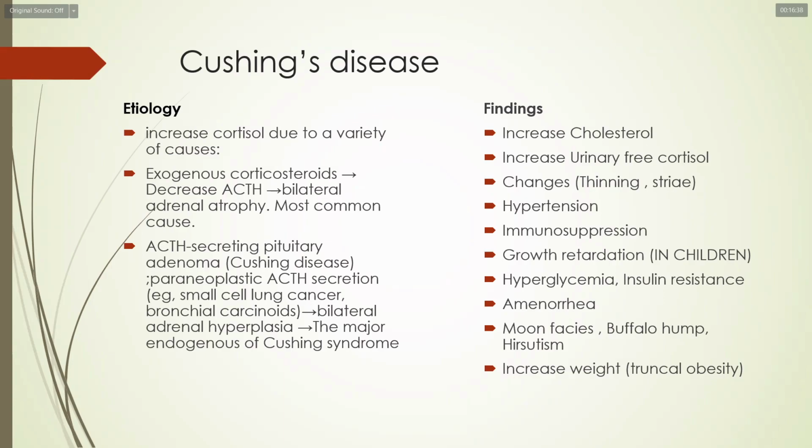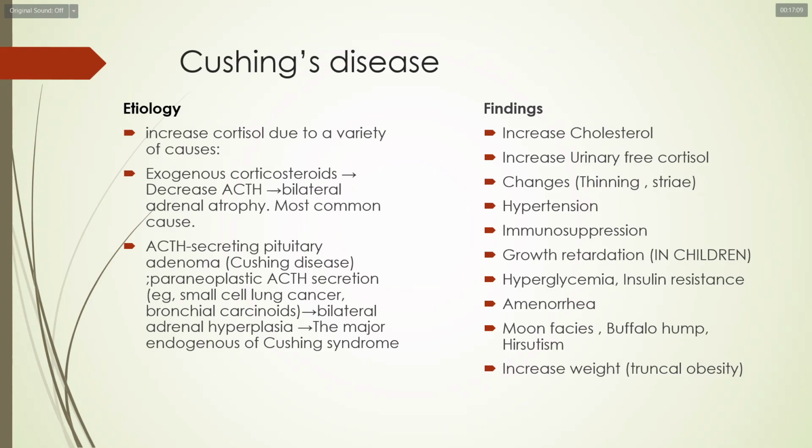The most common exogenous cause is iatrogenic, for example, a patient taking a high amount of cortisol. This will lead to a decrease in the ACTH and thus bilateral adrenal atrophy. As for the most common endogenous cause, it's ACTH secreting pituitary adenoma or paraneoplastic ACTH secretion, like small cell lung cancer, and it's the most common cause in patients over 60 years old.